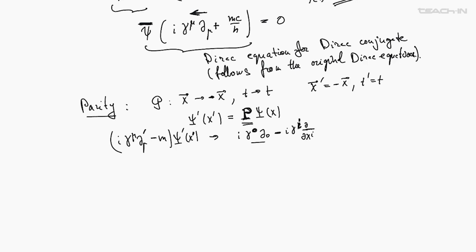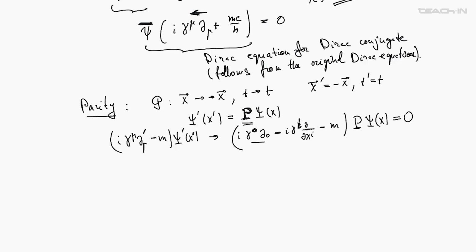So derivative with respect to x prime is equal to minus derivative with respect to x. Then there is a mass term, and then psi prime on x prime, which you write as matrix P psi on x, and this must be equal to 0. So this is how your Dirac equation looks like.